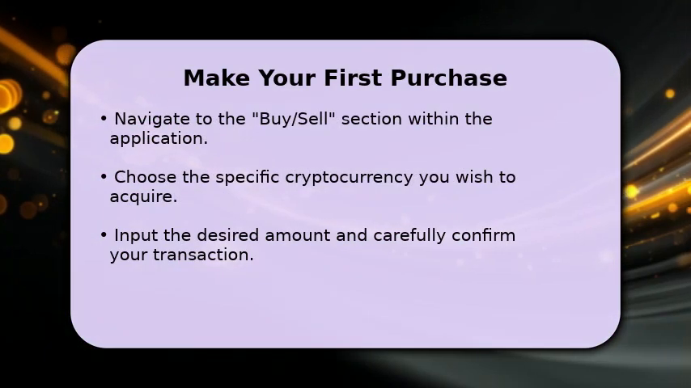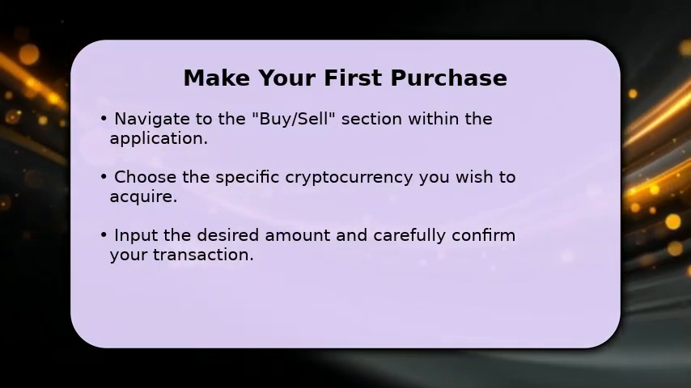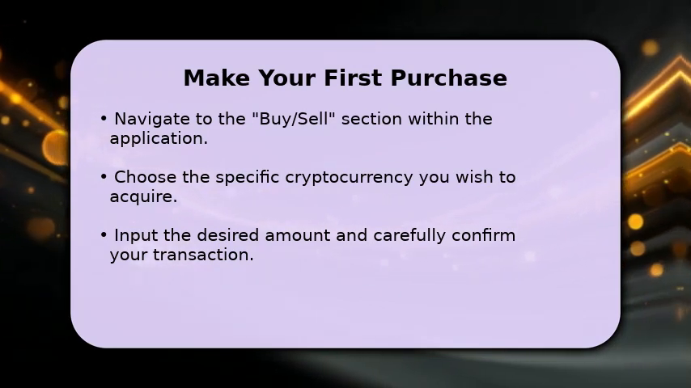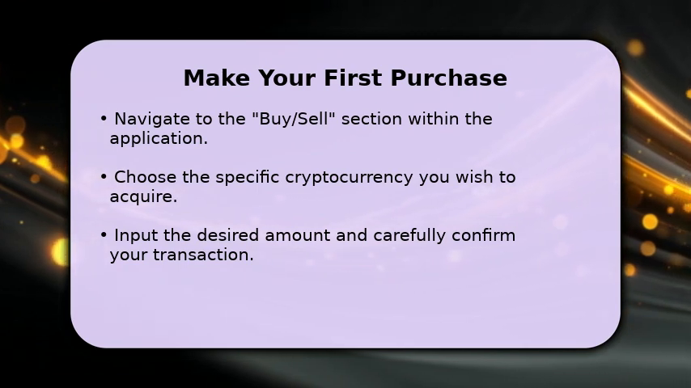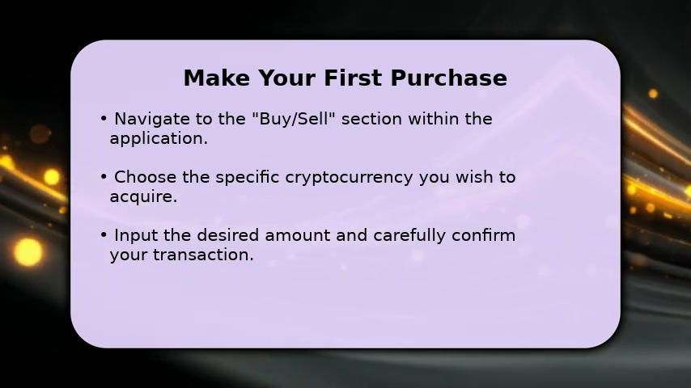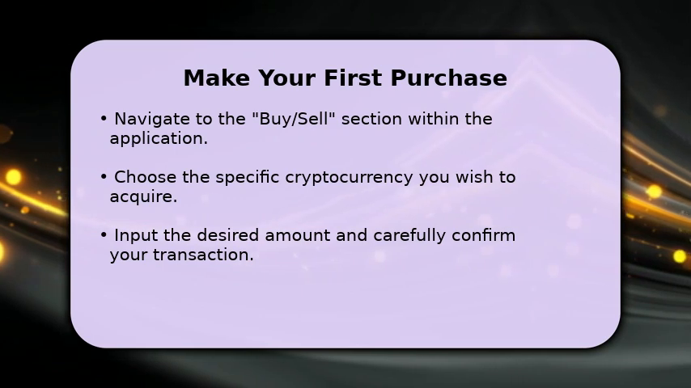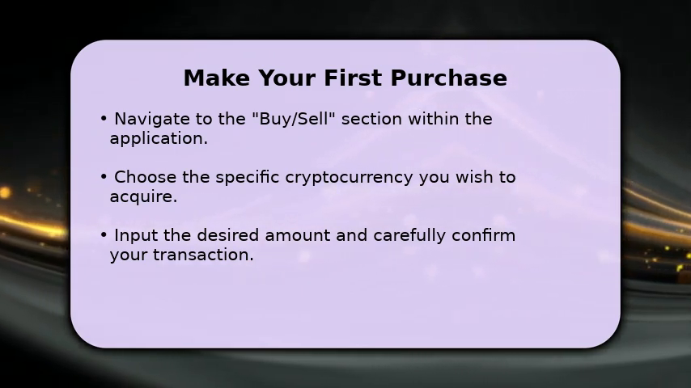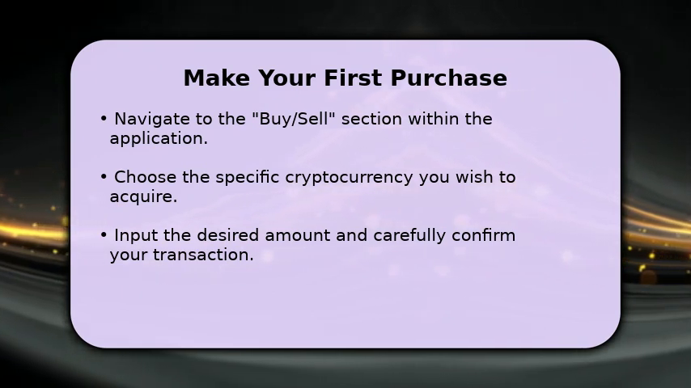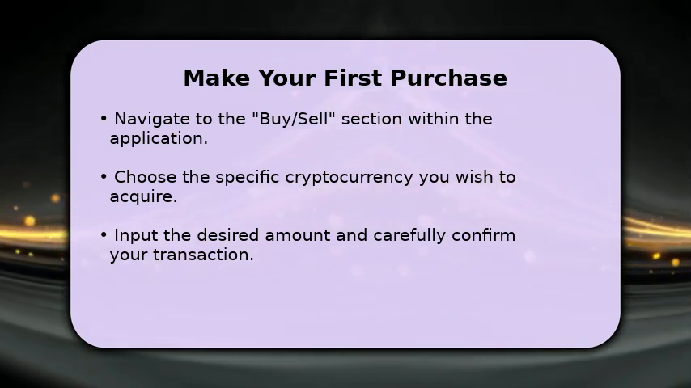With your account set up and funded, you are ready to make your first purchase. Go to the Buy/Sell section in the app. Select the cryptocurrency you want, like Bitcoin or Ethereum, and enter the amount you wish to buy. Review your transaction details carefully before confirming. Always remember to keep your login credentials and any recovery phrases completely private and secure.